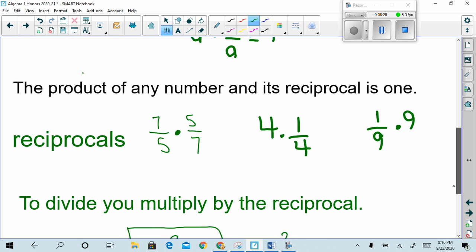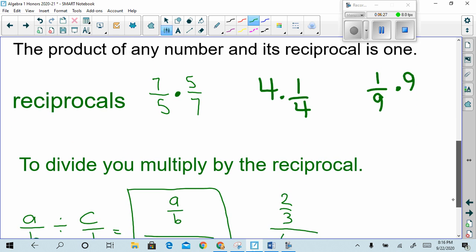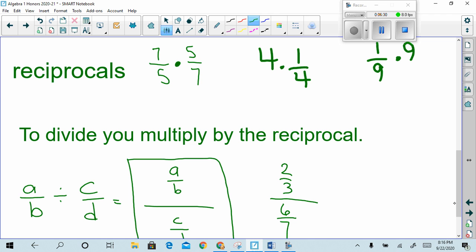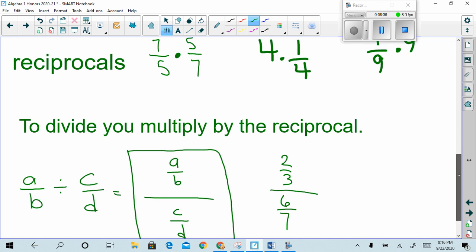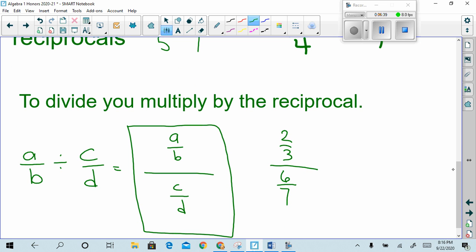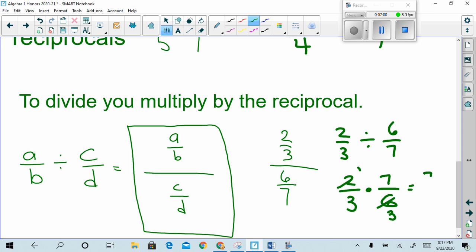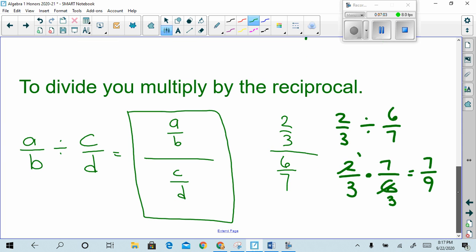The rules of division simply tell us to multiply by the reciprocal. If I have a divided by b, a/b divided by c/d, another way of writing that is as a complex fraction. So if I have 2/3 divided by 6/7, I can easily rewrite that. And then I multiply by the reciprocal. This should be familiar to you. Now that I have this multiplication, I will cross cancel, and I will get 7/9. Again, more examples to follow. Just going through this kind of quickly.